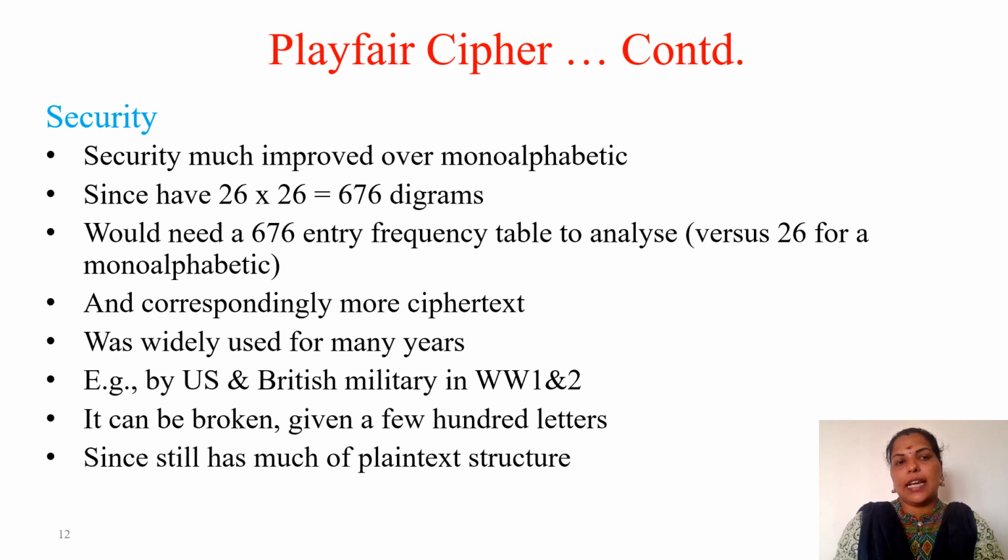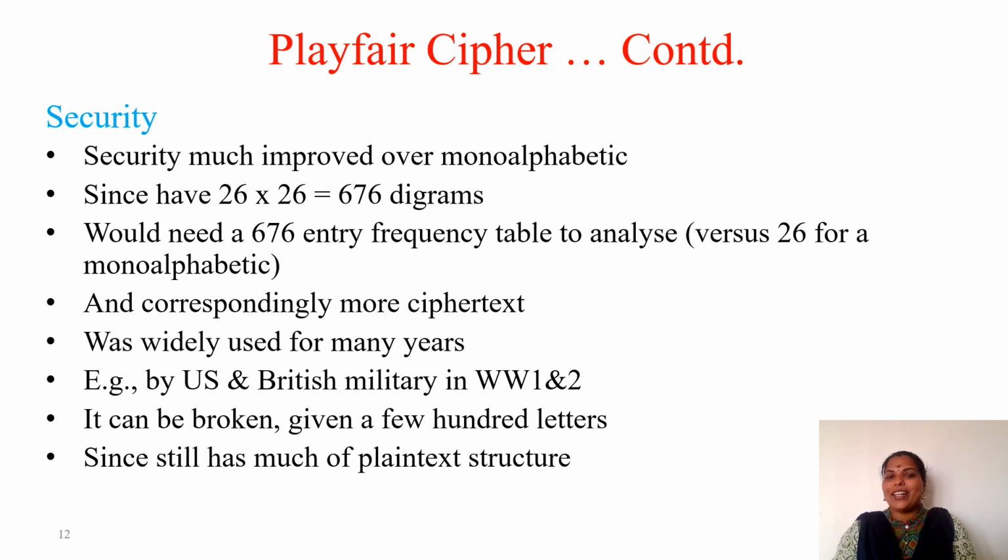Coming to the security analysis of this Playfair cipher, the security is much improved compared to the monoalphabetic cipher, because here we have 26 times 26 equal to 676 digrams, and we need a 676-entry frequency table to analyze. In the monoalphabetic cipher we have only 26, and correspondingly more ciphertext is needed. It was widely used for many years because it was somewhat secure compared to monoalphabetic ciphers, mainly by the US and British military in World War I and II.